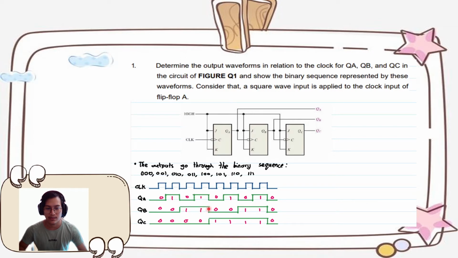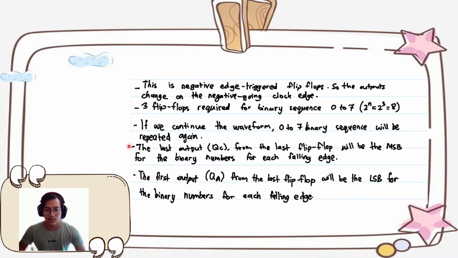And then for QC it is also the same, whereby now we use QB to indicate the edge movement from 1 to 0, and then it goes to QC. We get from 0 to 1. Okay, mentioned over here just some notes: the last output QC from the last flip-flop will be the most significant bit for the binary numbers for each falling edge, and the first output QA will be the least significant bit for the binary numbers for each falling edge.